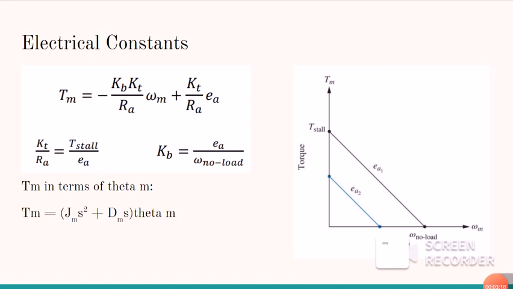We'll be able to find these variables for different Ea terms. As you can see, there's two lines here. And then we can define our constants with a no load and stall torque.